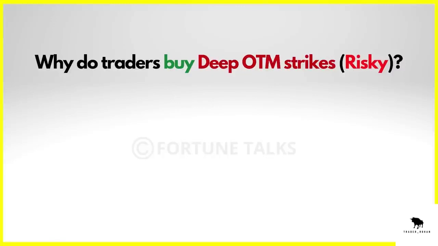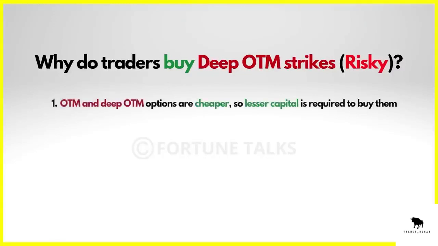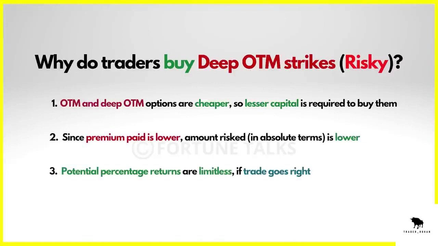Now there can be different reasons. Number 1, out of the money and deep out of the money options are much cheaper, so you only need to deploy lesser capital. Number 2, since the premium paid is lower, the amount being risked is considerably lower, even though you stand to lose the entire premium amount. But the potential return that is available for the taking is limitless.